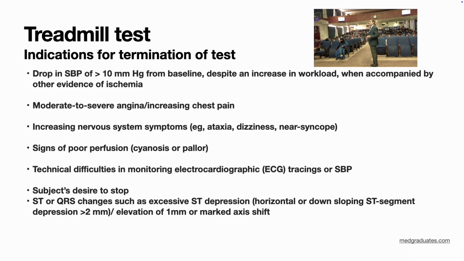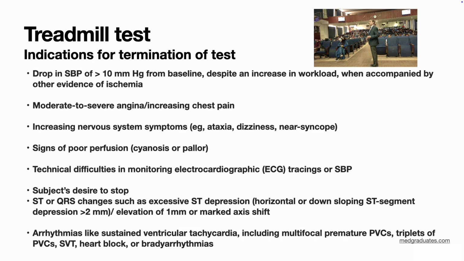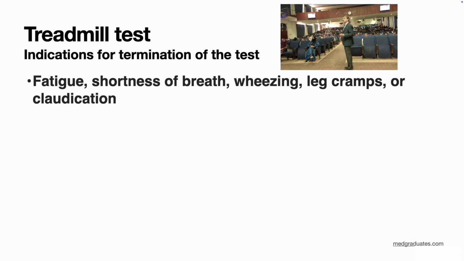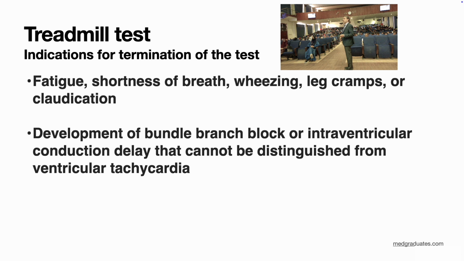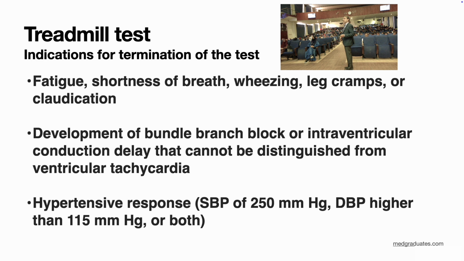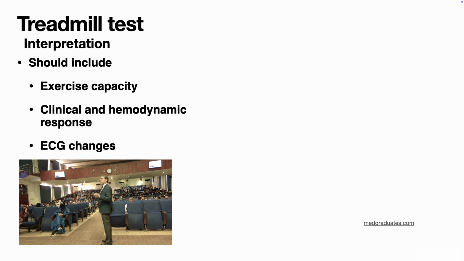ST or QRS changes such as excessive ST segment depression or ST elevation or marked axis shift development, the test should be stopped. Arrhythmias like sustained ventricular tachycardia, multifocal premature contraction, triplets, SVT, heart block, or bradyarrhythmias, the test should be stopped. Fatigue, shortness of breath, wheezing, leg cramps, claudication, development of bundle branch block, intraventricular conduction delays, and hypertensive response, the test should be stopped. The interpretation should include the patient's exercise capacity, clinical hemodynamic response, and ECG changes.